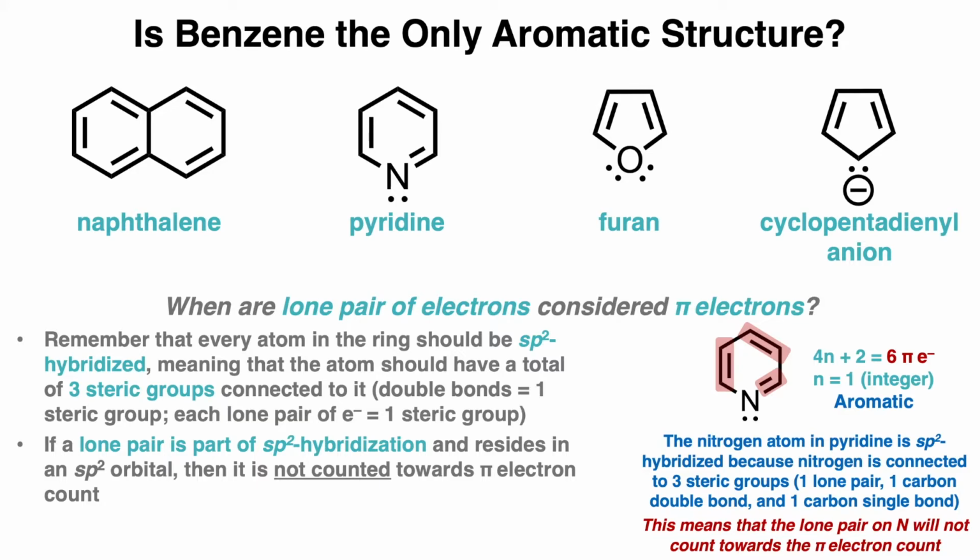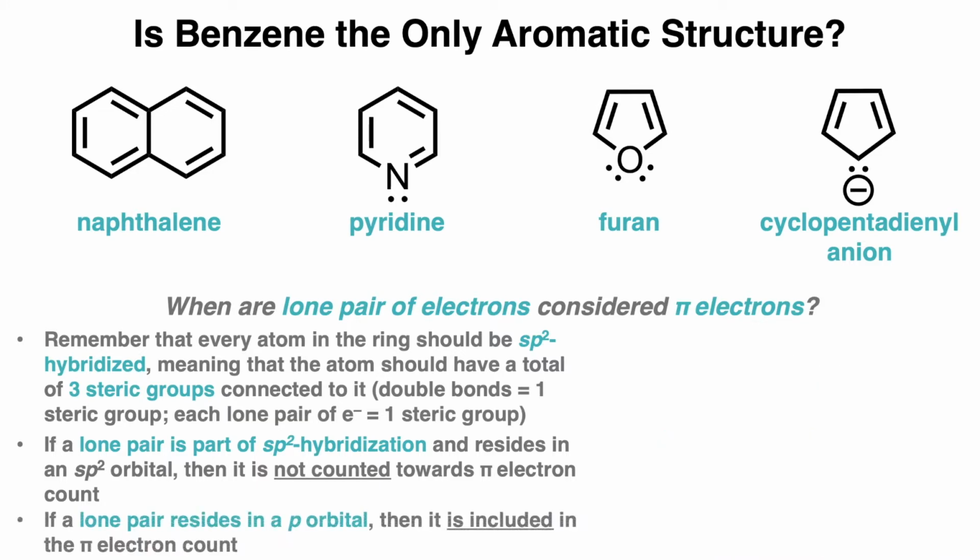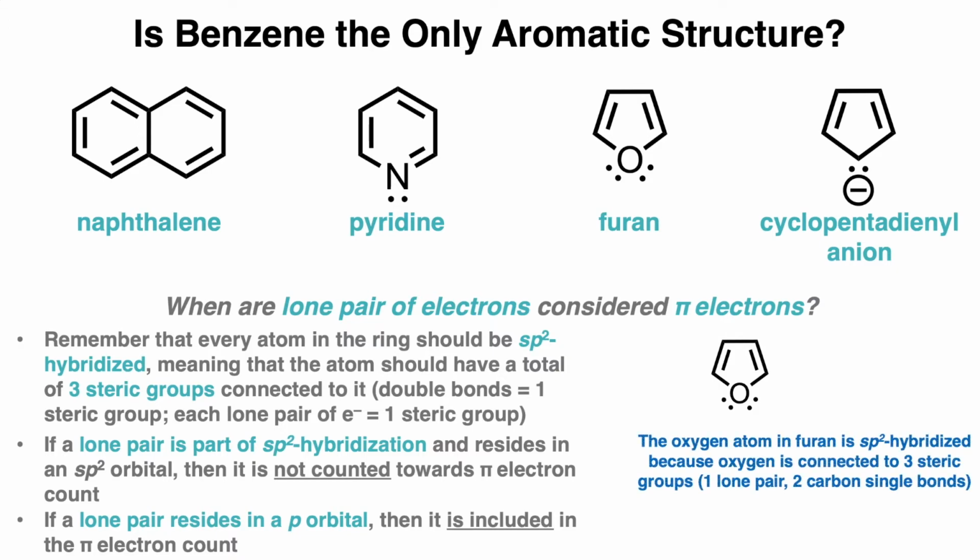aromatic. On the other hand, if a lone pair resides in a p orbital, then it is included in the pi electron count. In the example of furan on the right, let's first determine the hybridization of the oxygen atom to determine where each lone pair of electrons reside in. Remember that in order for a molecule to be aromatic, all atoms in the ring must be sp2 hybridized.